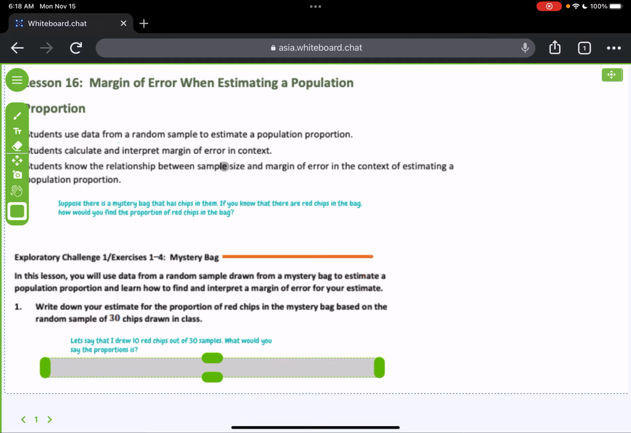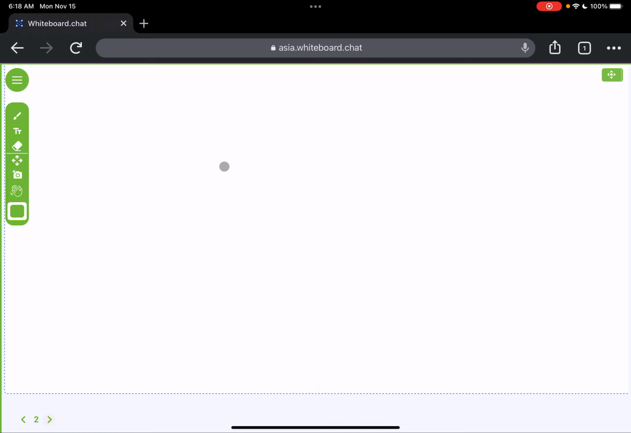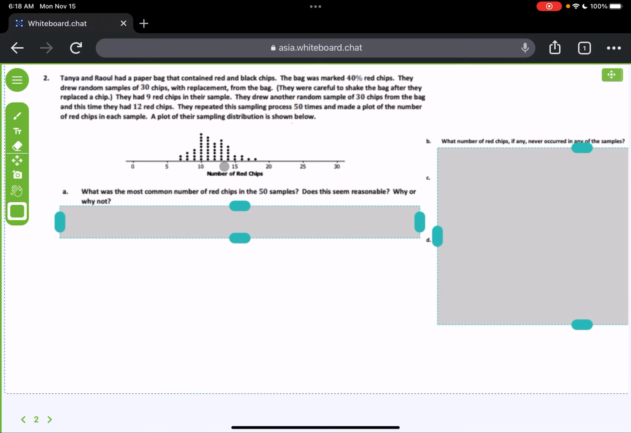All right, it says let's say that I drew 10 red chips out of 30 samples. So what would you say the proportion is? If I drew 10 out of the 30, what would you say that the proportion would be? Hopefully you're thinking that's going to be about 1/3.